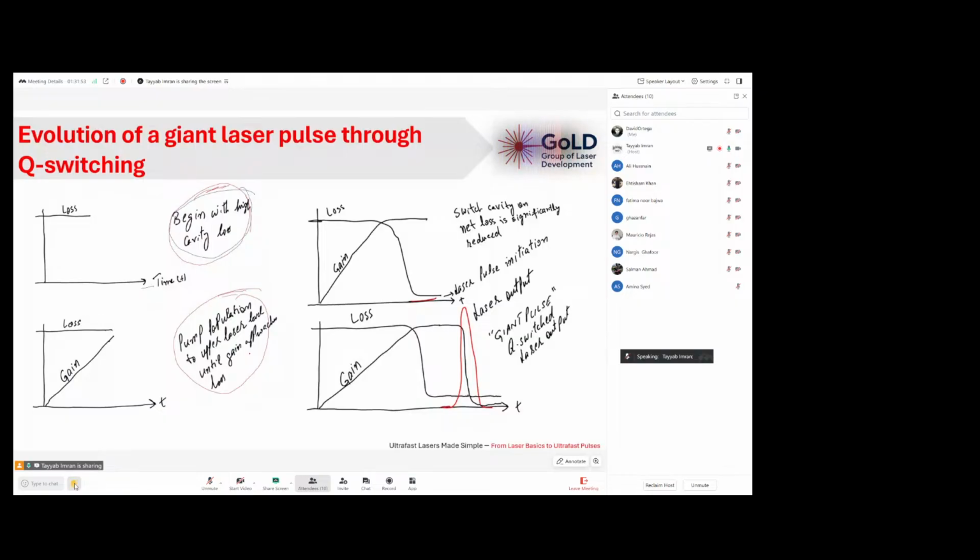Here the laser is on, population inversion is there, and stimulated emission is there. But it's not oscillating because the cavity is blocked. This is the gain starting from here, and this is the time. This is the loss here. So this gain should overcome the losses here or become equal to them. Like here, this is the gain overcoming the losses.